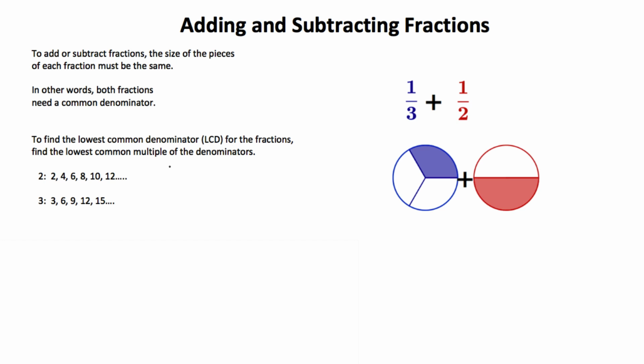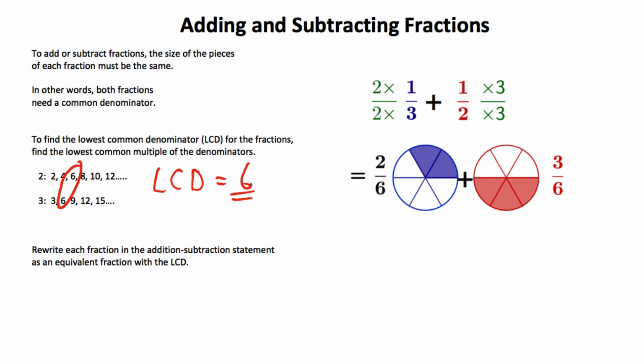So we have our denominator of 2, the multiples of 2, I'm just listing them out here: 2, 4, 6, 8, 10, on and on. Our multiples of 3: 3, 6, 9, 12, 15, on and on. And I can see from my list that the smallest common multiple, which will be our lowest common denominator, is 6. In other words, 6 is the smallest number that 2 and 3 will divide into. We can break both of these fractions into sixths because 3 and 2 both divide into 6.